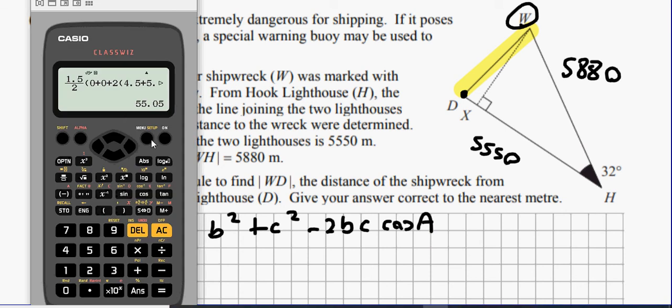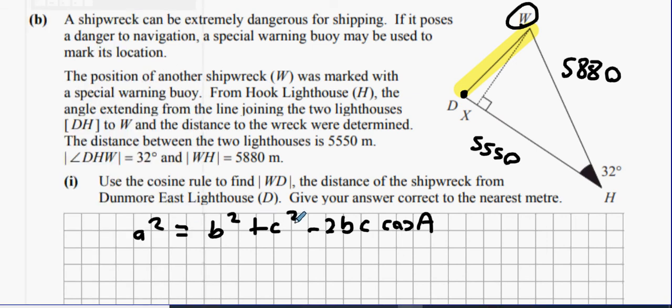Make sure your calculator is in degree mode, so shift, setup, angle unit, deg, or degree. Next thing, what's your A value? The WD, isn't it? Just leave it as A. What's your B value? Either length.